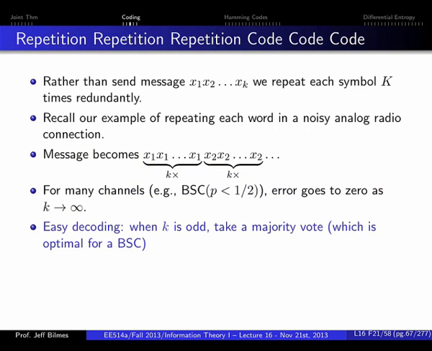And then how would we decode? A very simple way of doing this is just to take a majority vote. So it's a voting scheme. It's an election. Basically at the receiver end, what the decoder does is it just holds an election. And every symbol gets to vote, for each block.